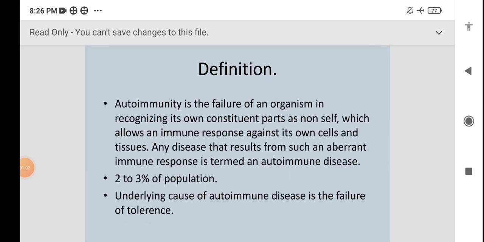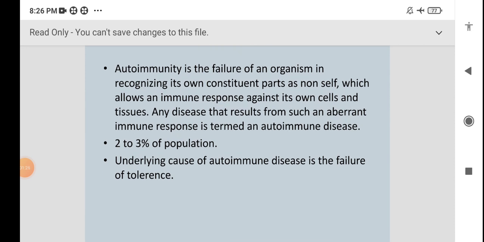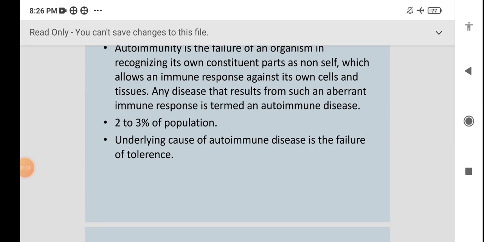Coming to the definition proper. Autoimmunity is the failure of an organism in recognizing its own constituent parts as non-self. So it thinks it's not its own, which allows an immune response against its own cells and tissues. Any disease that results from such an aberrant immune response is termed an autoimmune disease. 2 to 3% of the population will suffer from such diseases. The underlying cause of autoimmune disease is the failure of tolerance.